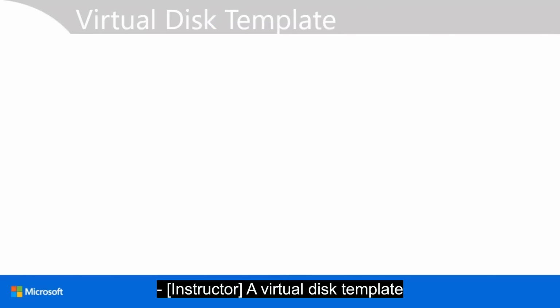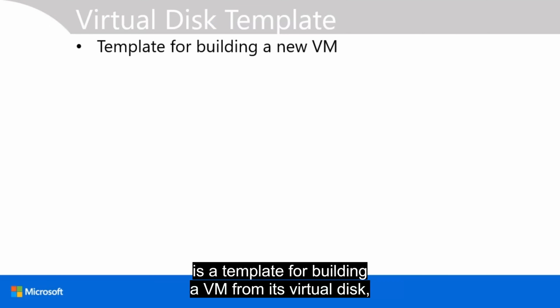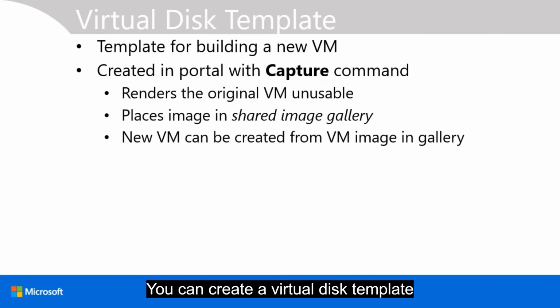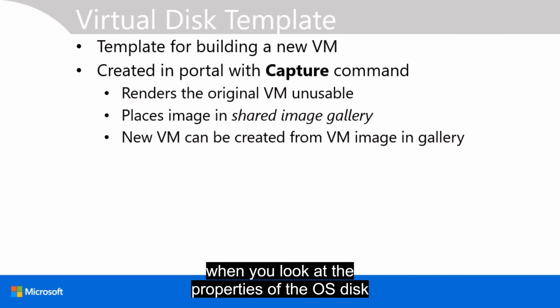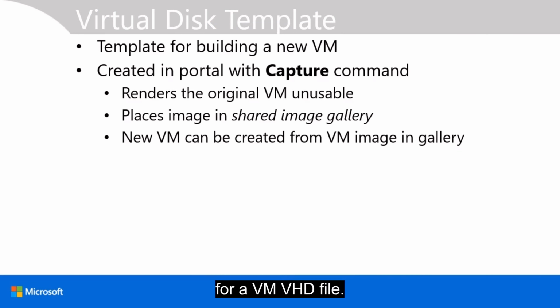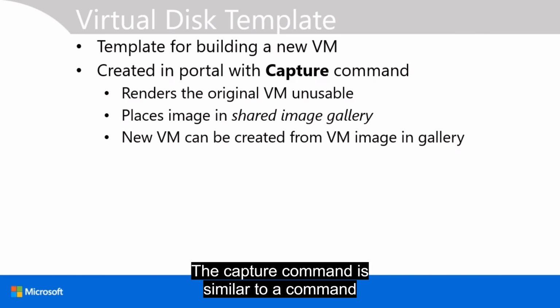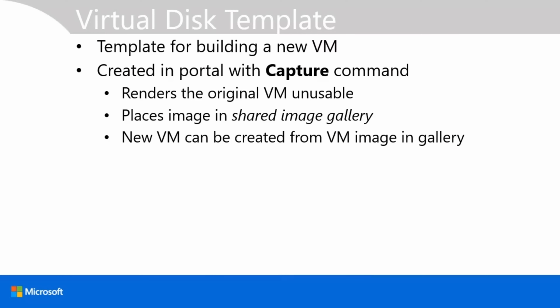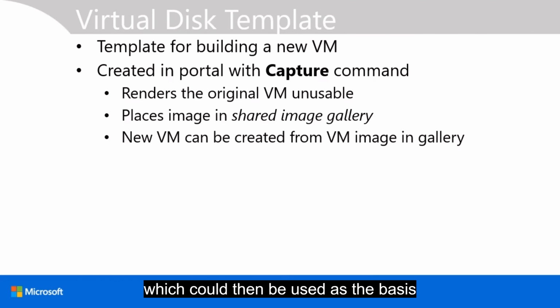A virtual disk template is a template for building a VM from its virtual disk, the VHD file. You can create a virtual disk template with a capture command in the portal. You'll see this command when you look at the properties of the OS disk for a VM VHD file. The capture command is similar to a command you would run in Windows, perhaps, to turn a VM into an image, which could then be used as the basis or a template for a new VM.